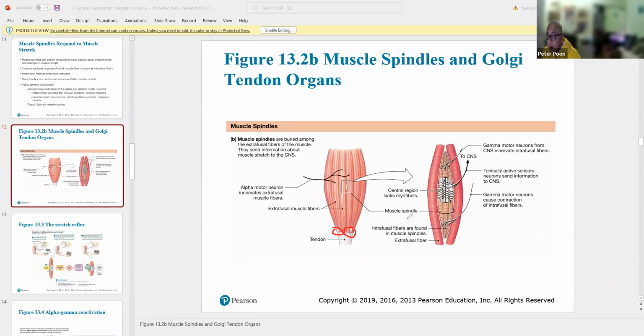Inside the muscle, you have the stretch receptors that are known as intrafusal fibers. These intrafusal fibers send signals to the CNS showing how much they're stretched. They measure stretch, and that stretch is controlled by the gamma motor neurons. Make sure you know the difference between alpha motor neurons and gamma motor neurons.